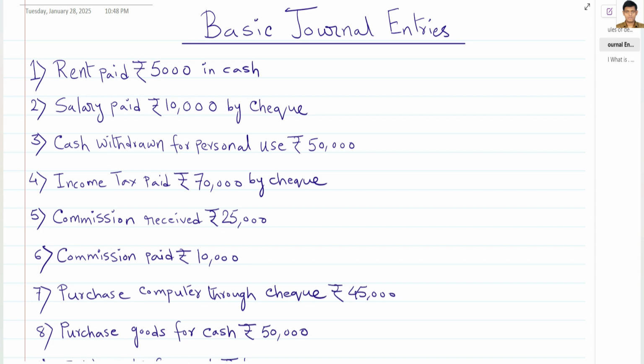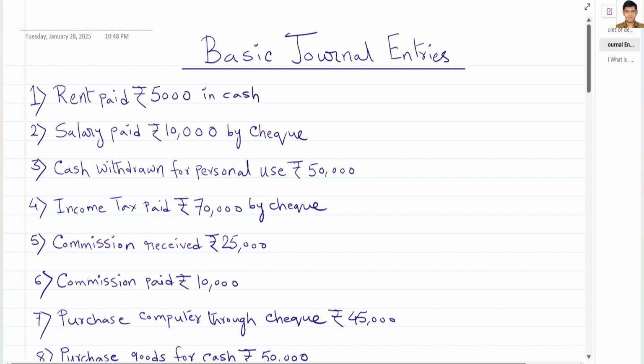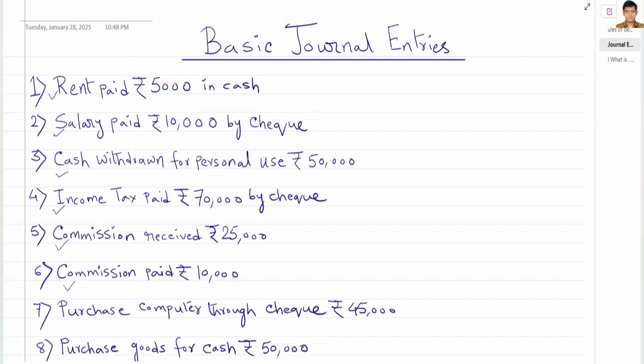So let us take some examples of journal entries here. First, rent paid rupees 5,000 in cash. Second, salary paid rupees 10,000 by check. Third, cash withdrawn for personal use rupees 50,000. Fourth, income tax paid rupees 70,000 by check. Fifth, commission received rupees 25,000. Sixth, commission paid rupees 10,000.